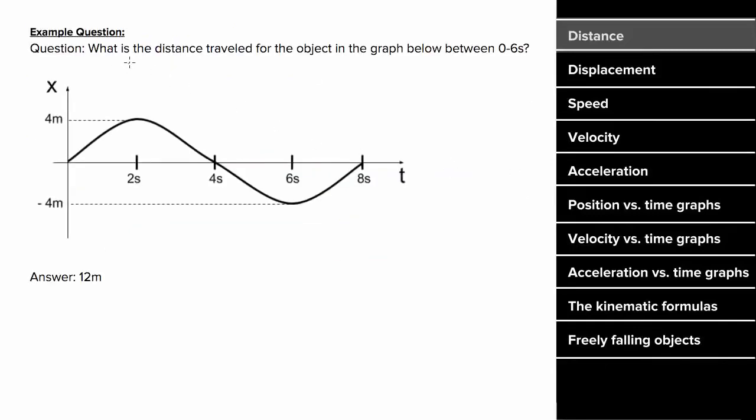What does an example problem for distance look like? Let's say you had this graph, and the question was, what's the distance traveled for the object in the graph between 0 and 6 seconds? So between 0 and 2 seconds, the object moved forward 4 meters. Between 2 and 4 seconds, the object moved backward 4 meters, and between 4 and 6 seconds, the object moved backward another 4 meters, which means the total distance would be 4 meters plus 4 meters plus 4 meters, which would give you 12 meters of distance traveled.